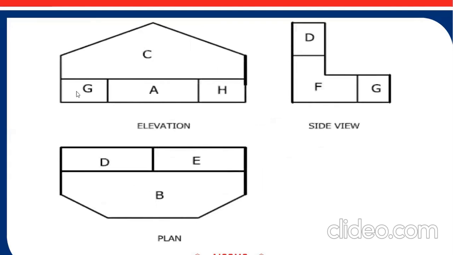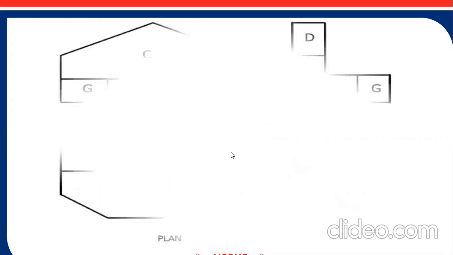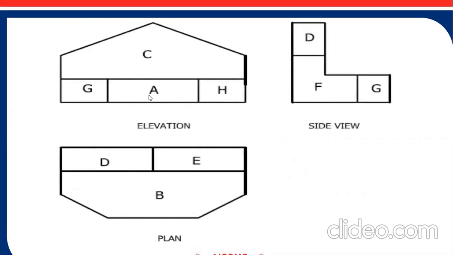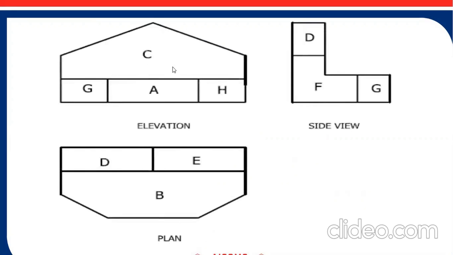Now the front view: we can see A, H, G, and C. In case of top view, D, E, and B. In case of the side view, D, F, and G are visible to us.